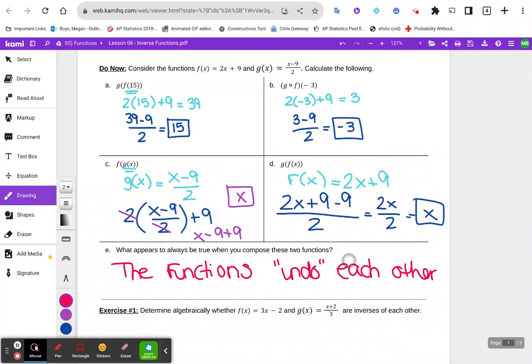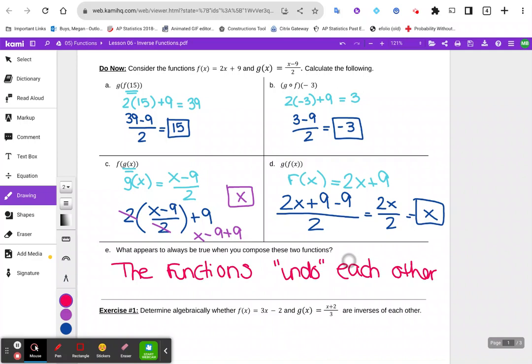So what you might notice is that we've got composition of functions in A and B. Composition of functions meaning you're doing a function more than once, right? f of 15, f is closer, so we plug that in first. So I go to f of x and plug in a 15 there. So 2 times 15 plus 9, 39. And when I plug that answer into g of x, then we get 39 minus 9 divided by 2, which gets me back to 15.